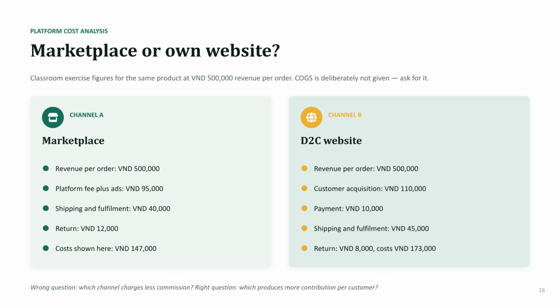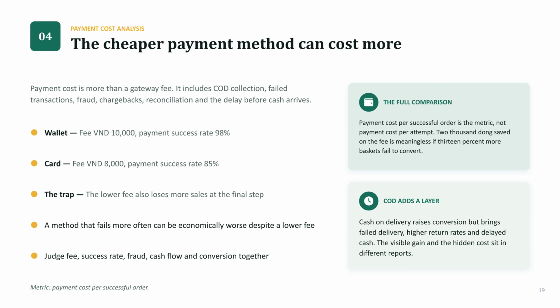When choosing between a marketplace and your own website, don't just look at commission fees. Focus on which channel produces more contribution per customer after all costs are factored in. Payment methods have hidden costs. A lower fee can be deceiving if it leads to more failed transactions. Always prioritize the payment cost per successful order, not just the fee per attempt.